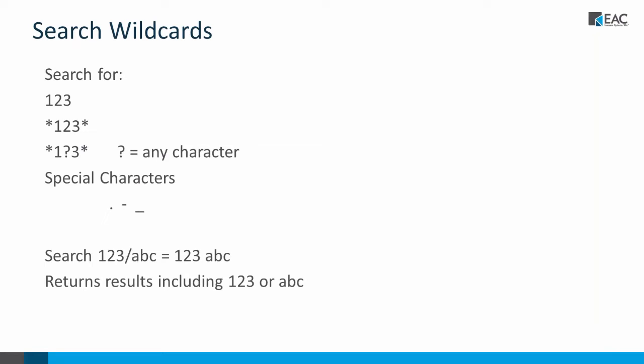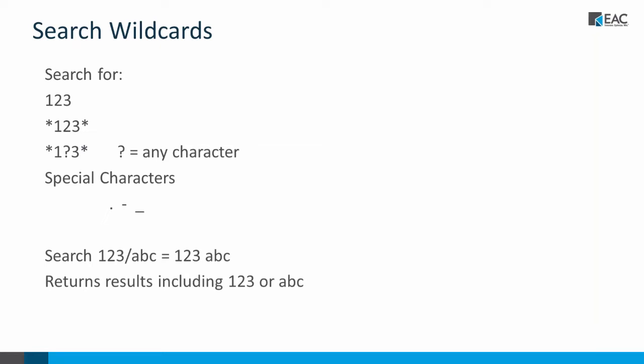If we type in star 123 star, the search will return anything that contains 123 in the name or contains 123 in the number. And I'm speaking of non-indexed searches right now. You can also substitute in a question mark to replace a single character. This only works for keyword searches, though, this question mark character.